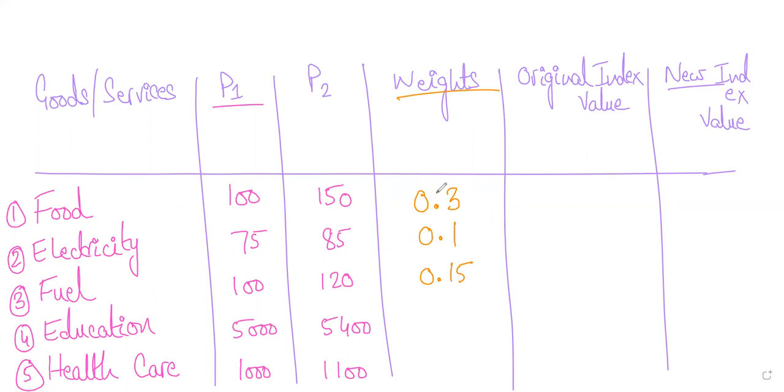So if a certain product is taking 30% of their spending, then we'll assign a weight of 30%, and similarly so on and so forth. Right? Easy? Is everyone getting me? If there's any confusion, please ask me. Right? So education is important, so I'm assigning this 0.2.